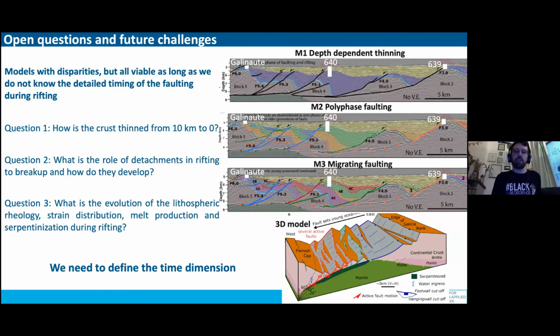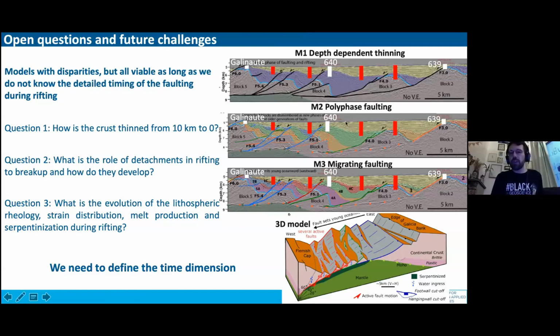And basically, to address these questions, we need to define the time dimension. So we need to go back to Galicia and to complete the collection of drillings, because if we define the timing of individual faulting with each half graben, we'll be able to address directly questions 1 and 2. And if we do that systematically, we'll get the rate of rifting that will be key to answer question 3.